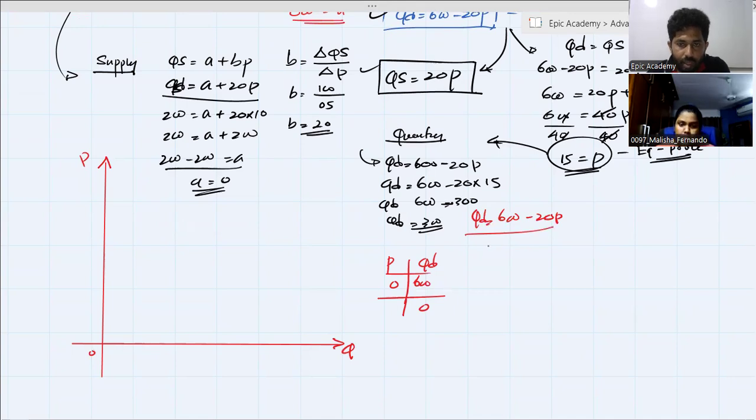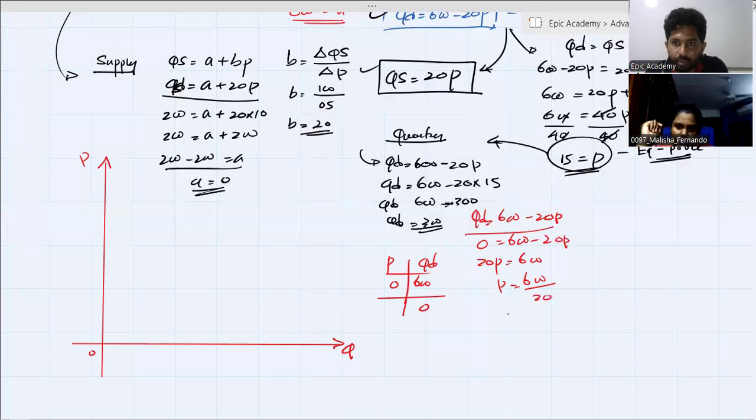Then QD equals 600 minus 20p. This is the equation. Now you are going to assume that QD equals 0. Okay, 0 equals 600 minus 20p. So minus 20p, taking it across, becomes plus. 20p equals 600. So p equals 600 divided by 20, and that is 30, isn't it? Right. In here, the value is 30.